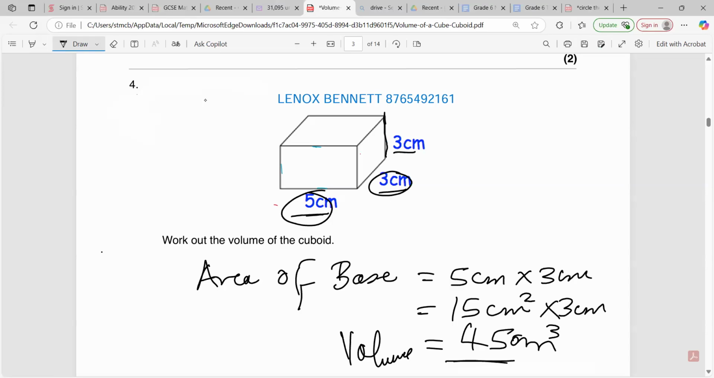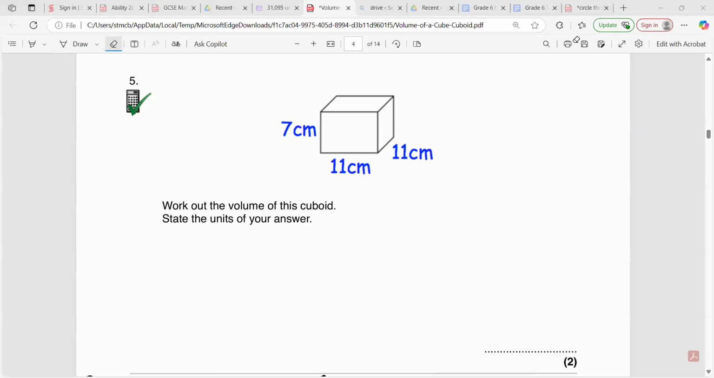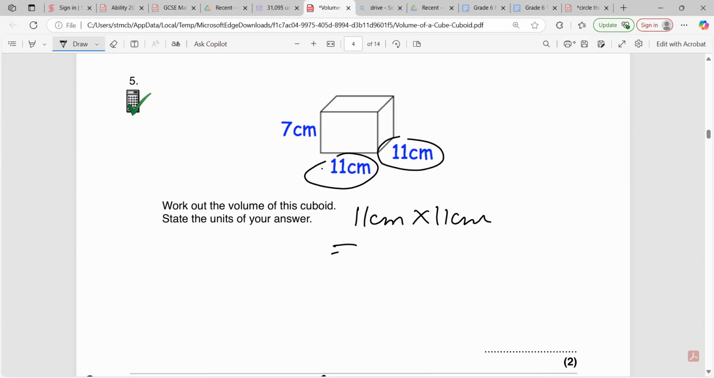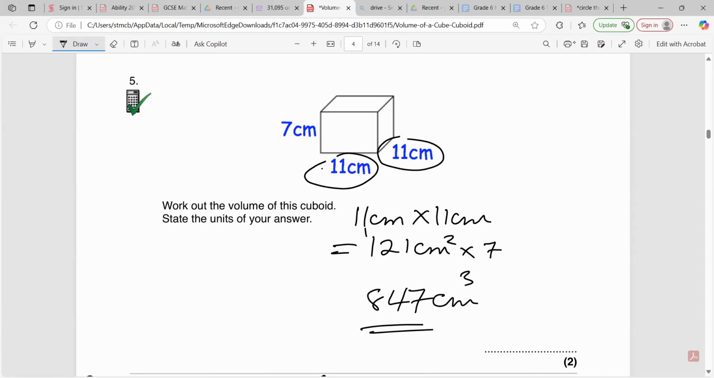Let's see if we can do another one before class ends. Probably two, guys. All right, so we're asked to find the volume where the length is 11, so it has a square base, right? And this is 11. So we multiply 11 by 11 to give us the area of the base, which is 121 centimeters squared, but then we times it by 7. 7 times 1 is 7, 7 times 2 is 14, 4 carry 1, 7 times 1 is 7, plus that 1 is 8. So it's 847 cm cubed.